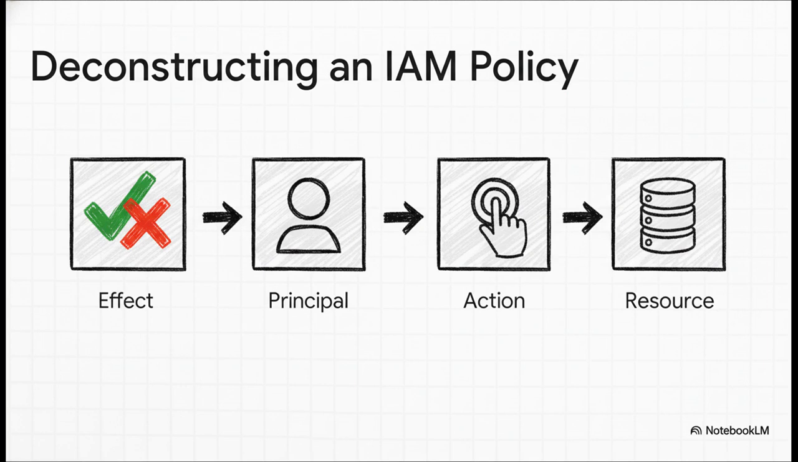Now, instead of throwing a wall of code at you, let's just break down the logic. Every single permission policy, whether it's for a person or a resource, it just answers these simple questions. First, what's the effect? Is it allow or deny? Then, who's the principal making the request? What's the action they're trying to take? And finally, what's the resource they're trying to do it on? If you can understand this who, what, and on what logic, you can write really secure permissions.